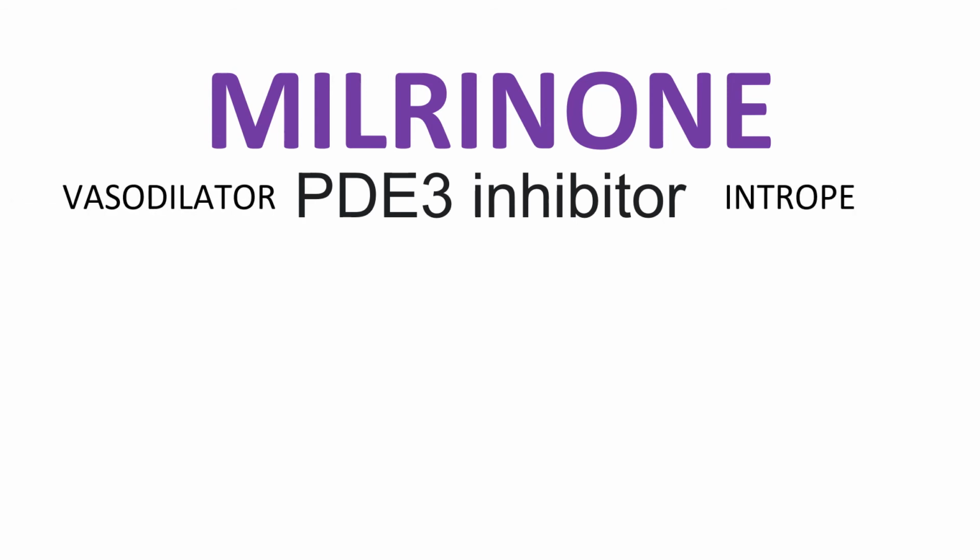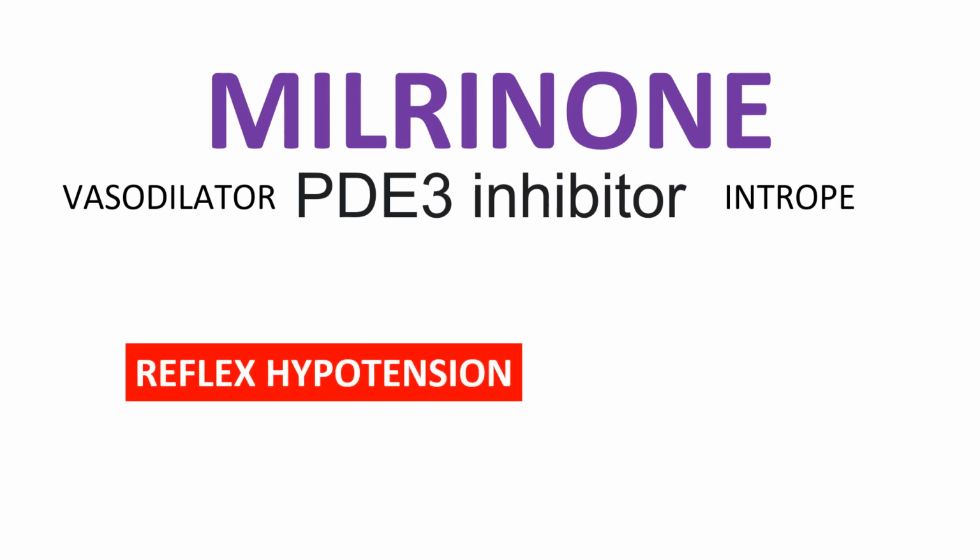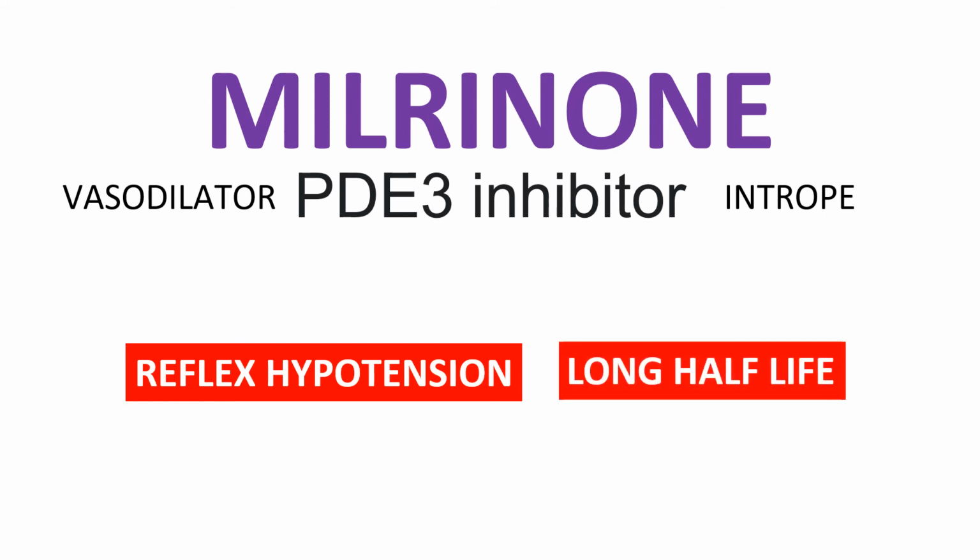The degree of vasodilatation is more than what you would get with dobutamine, and hence reflex hypotension is a lot more common with milrinone than it is with dobutamine. It does have a much longer half-life, and it is renally cleared, so that's something to keep in mind in patients who are in renal failure or have chronic kidney disease. Very good medicine to use in cardiogenic shock.